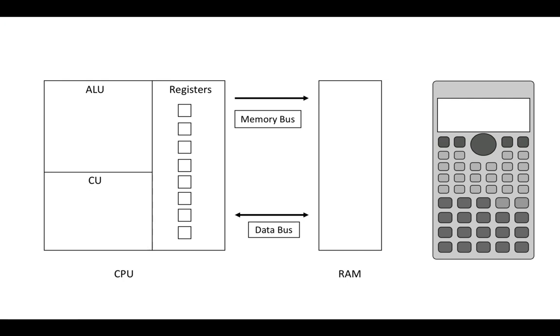Hi guys, I'm just going to show you a quick video on how the CPU and RAM work together to transport data around the CPU. Now, on the slide in front of you, you'll notice that we've got a CPU, we've got the RAM, and we've got a calculator as well.